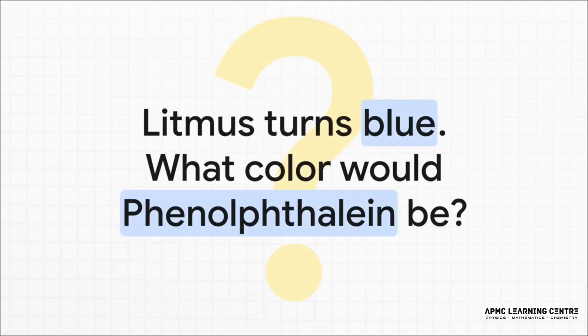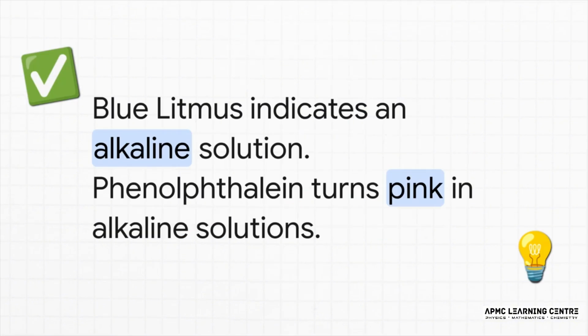All right, last question, and this one connects a couple of ideas. Let's say a cleaning solution makes a piece of litmus paper turn blue. Now, knowing that, what would you expect to happen if you then added some phenolphthalein to that same cleaning solution? And the answer is, it would turn pink. Here's the logic. The litmus paper turning blue is our first clue. It tells us the solution is alkaline. And since we know phenolphthalein always turns pink in an alkaline solution, it has to turn pink here too. See? It's like using 2 different detectives to confirm the same story.